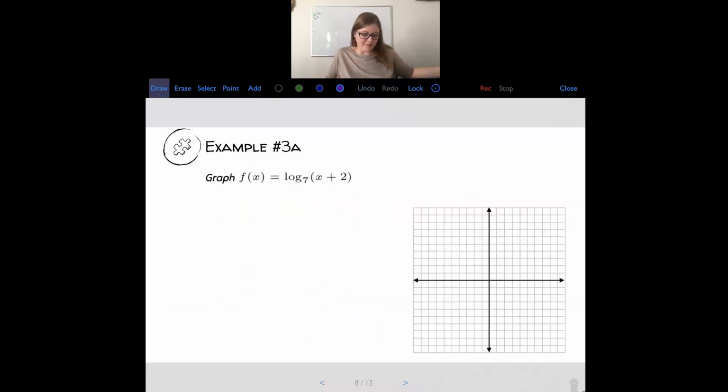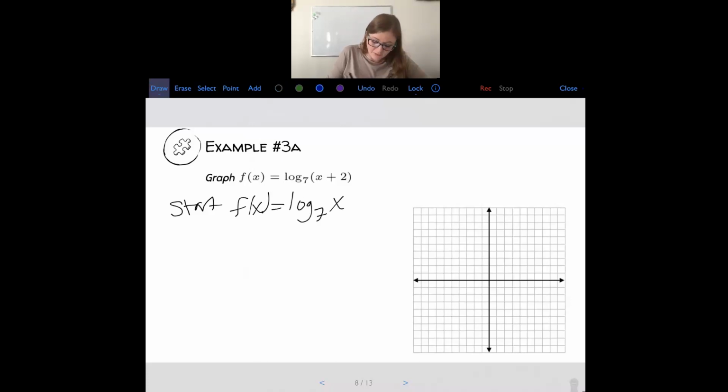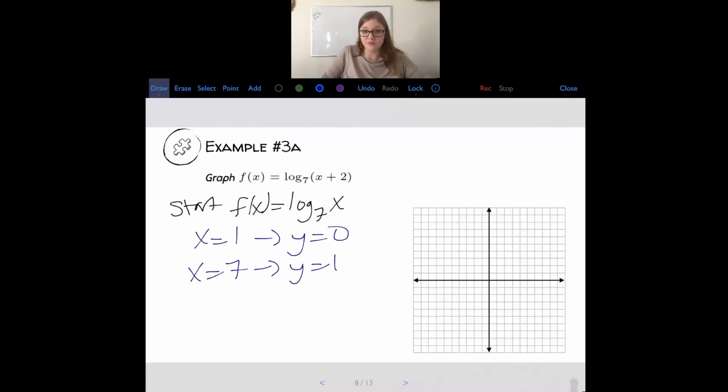Okay. So graph f of x is equal to log base 7 of x plus 2. So in order to graph this, this is a shift as well because we've got x and we've got a number being added to x. So we would start with the graph of f of x is equal to log base 7 of x. And remember, I always plug in x is 1, which will give me y is 0, and I always plug in x as the base, which gives me y is 1. Okay, so I have a point at 1, 0, and I have a point at 7, 1.